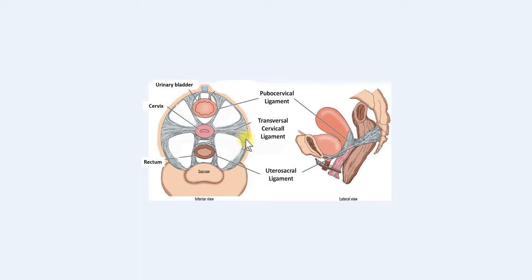And the third one is the uterosacral ligament. This is the uterus, this is the sacrum, and the ligament which connects the uterus to the sacrum is called the uterosacral ligament, as we can see in this diagram and in this diagram also. This is the sacrum, this is part of the cervix, that is part of the uterus. So this is the uterosacral ligament.